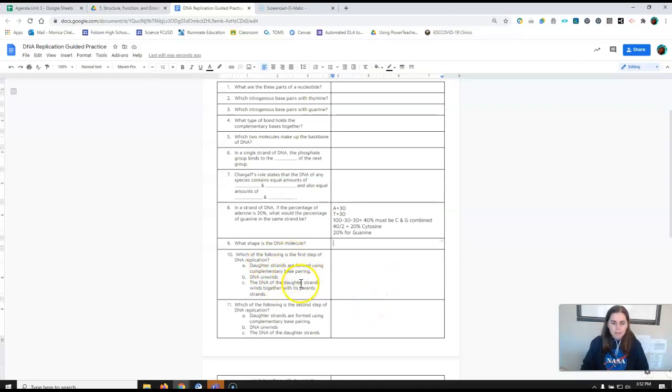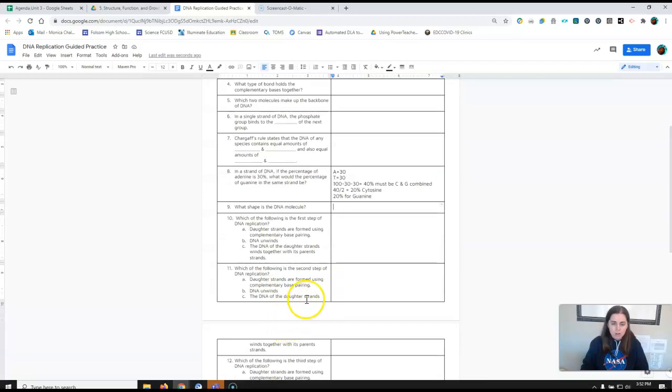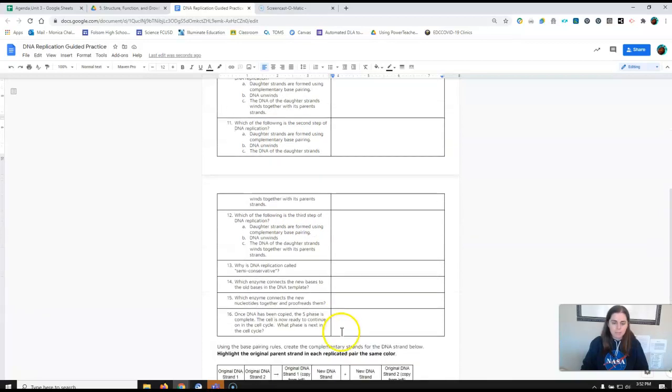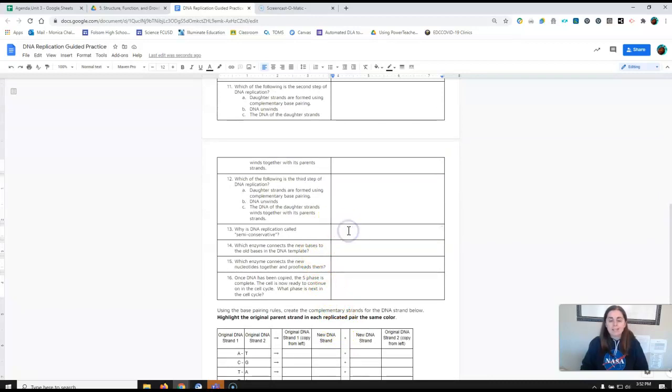Okay, first step is DNA unwinds, so B. The second step is the daughter strands. The DNA of the daughter strands is A, and then the third step is C, so BAC. Why, for number 13, is DNA called semi-conservative? So hopefully you saw that the parent DNA, or the original strand, 1/2 goes into your new strand, and 1/2 is new. If you have half original and half new, that means it's semi-conservative. If you had all original, this would be conservative.